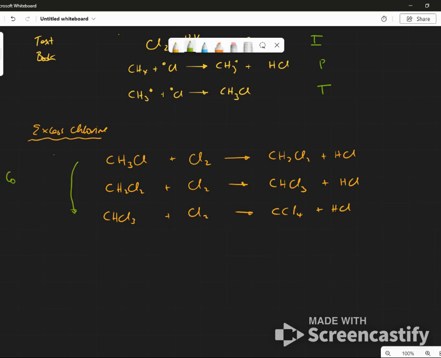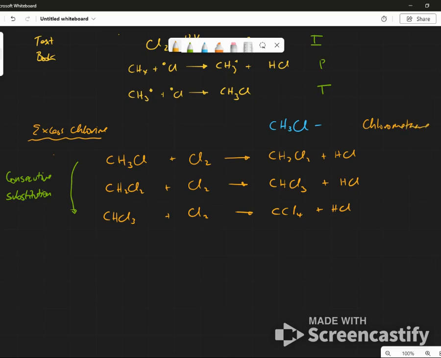So this is consecutive substitution. In other words, we substitute one, then we substitute another, then we substitute another. Now, the first one here, let's start at the top. CH3Cl, have I done that right? Yeah. CH3Cl, as you know, is known as chloromethane.